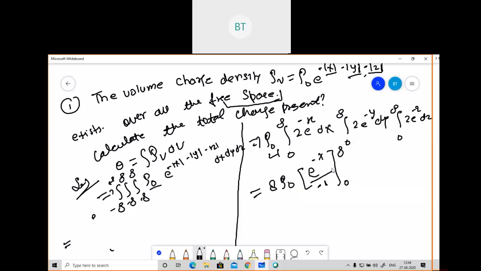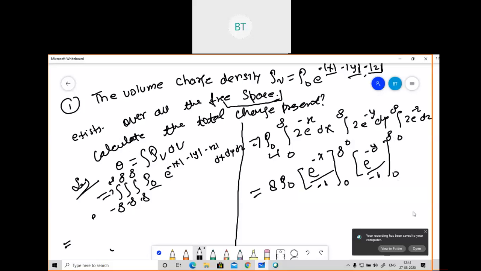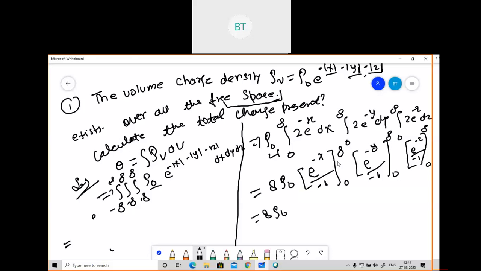For the second part, I'll do the same thing. I'll write here e minus y upon minus 1, and I'll write here 0 to infinite. And for the third part, what I'll write here? For the third part, same thing, e to power minus z upon minus 1, and the integration will be from 0 to infinite.